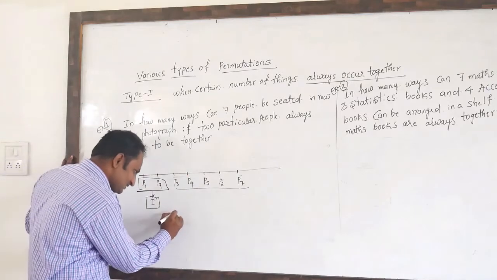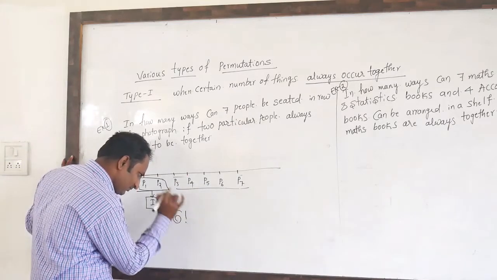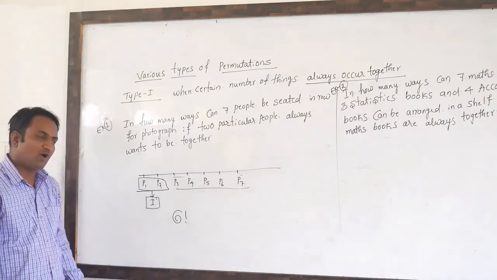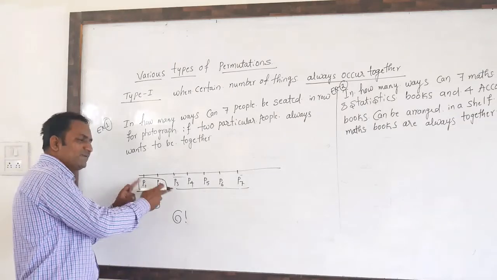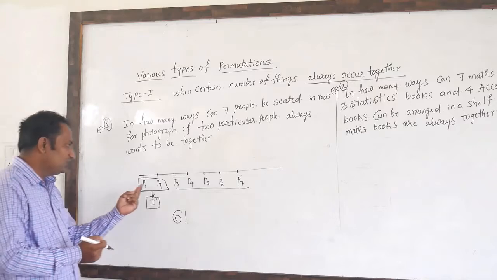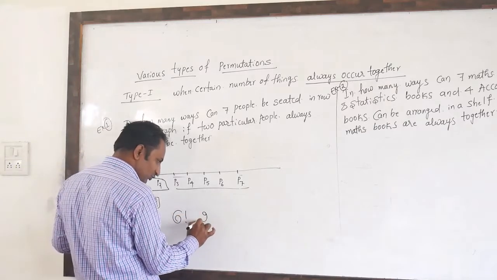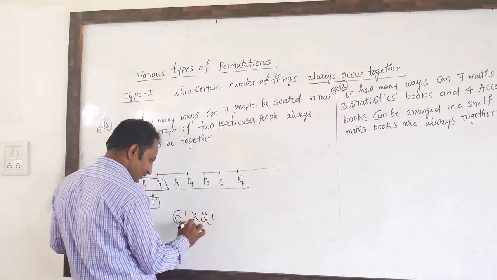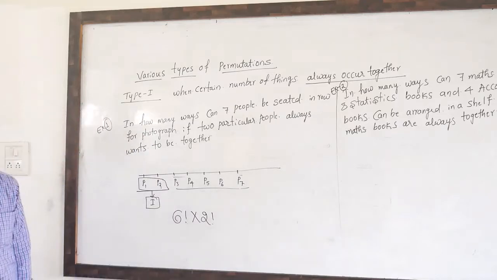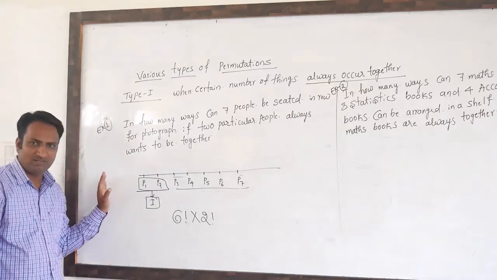Here mentioned as 6 factorial. And always here these two people are there. These two people we can arrange in 2 factorial ways. Here this is a very confusing one.